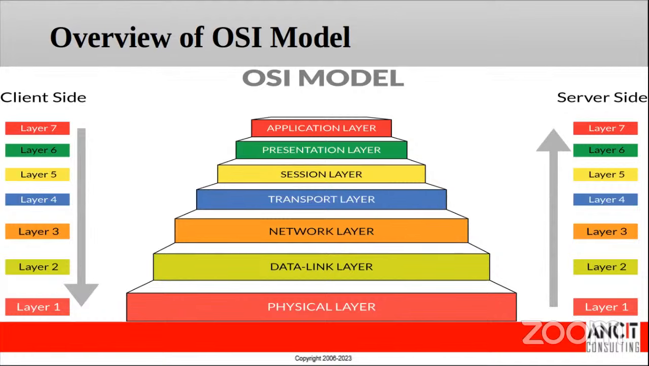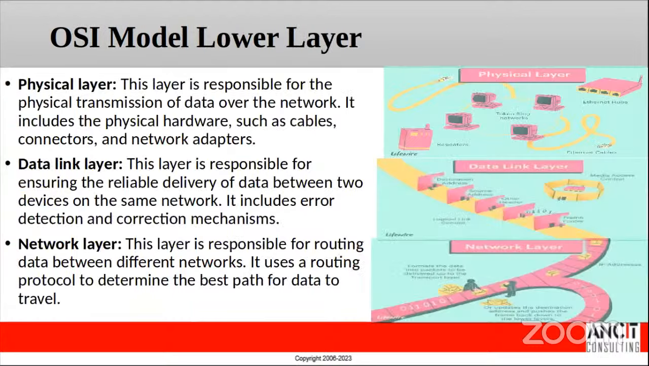The communication happens from the physical layer to the application layer. Next, we are going to discuss the physical layer. This is responsible for the physical transmission of data over the network. We can see here, first the data in the physical layer is in 0101 binary format.